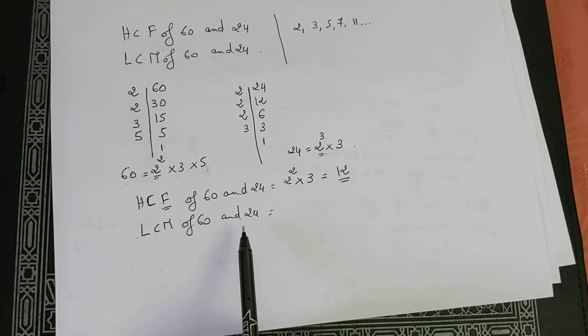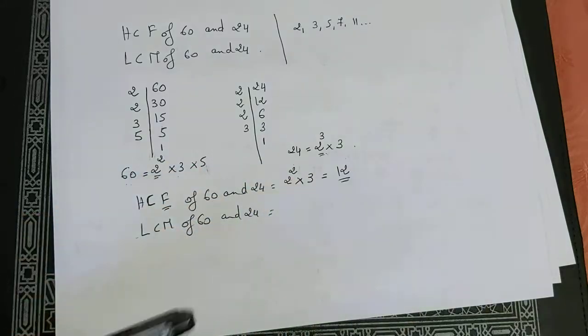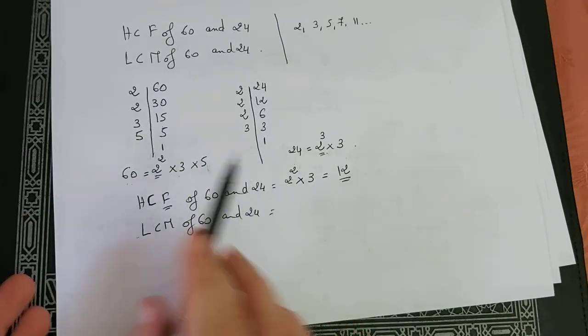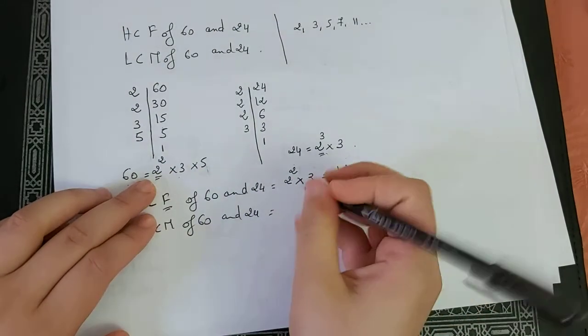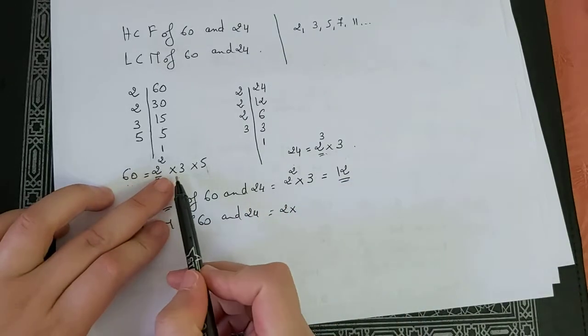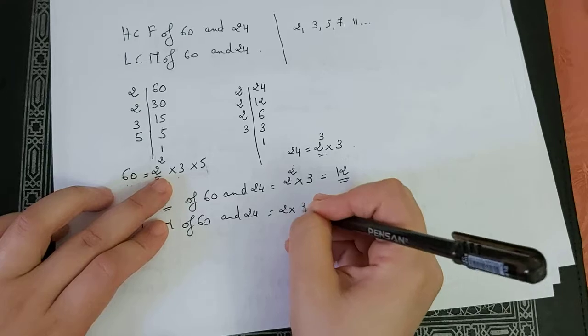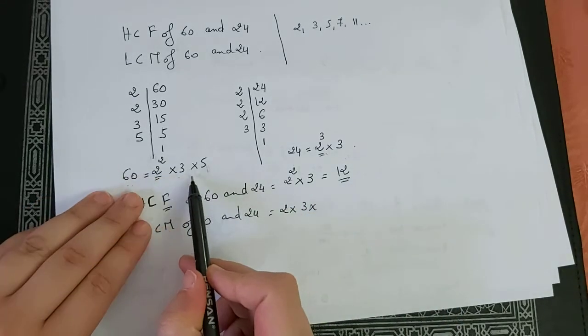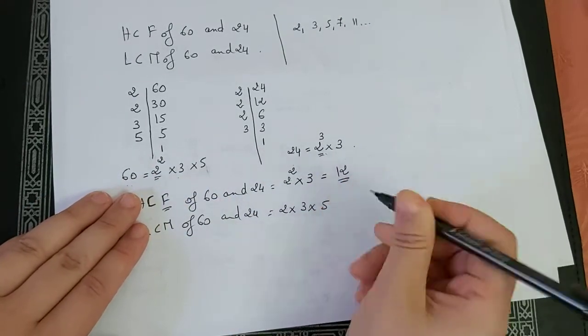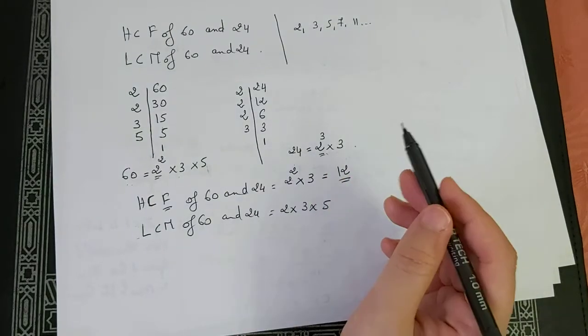Okay, so this is a way to check if you got it correct or not. Now, the rule says how to get the lowest common multiple of two numbers. I will write all the prime factors that I see. So I see 2, I will write 2 times. If I see 3 in one of them, I will write 3. I see 5 in this one, I will write 5. Even though I don't see it in the second one, I will write it.